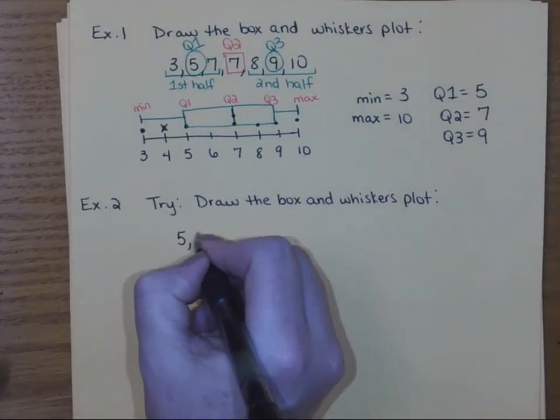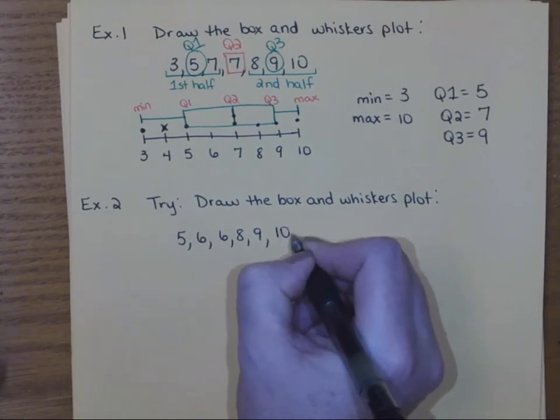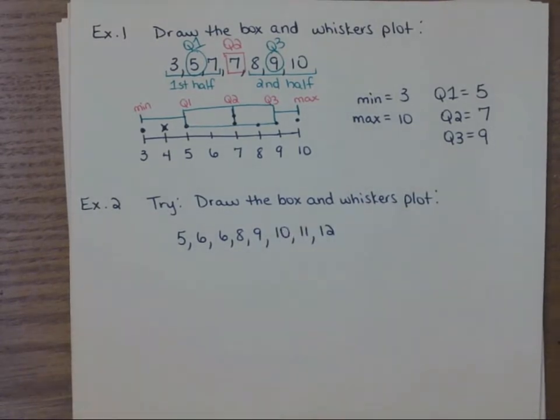So let's say that I was given this list of numbers. Okay, so pause the video and see if you can do it. Start off with a dot plot and then see if you can figure the 5 significant values: the min, the max, the Q1, the Q2, the Q3.